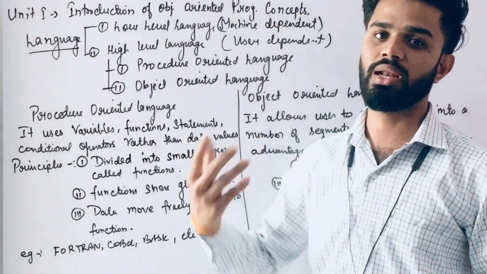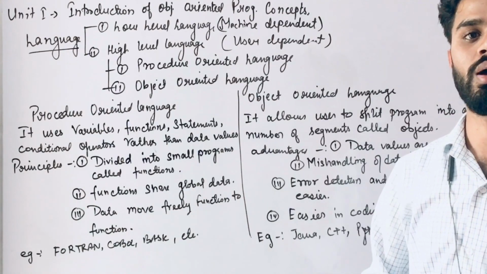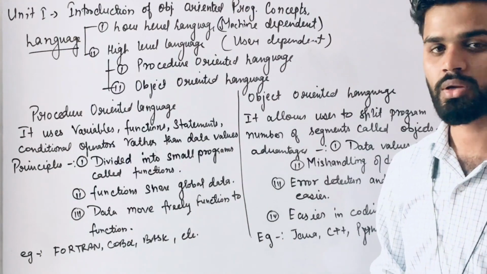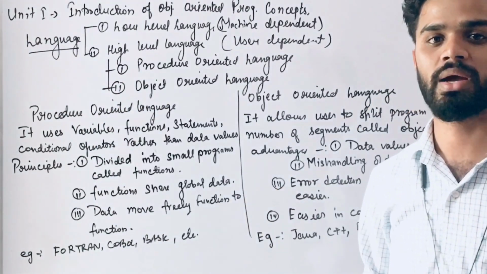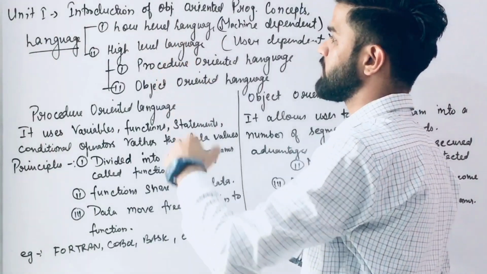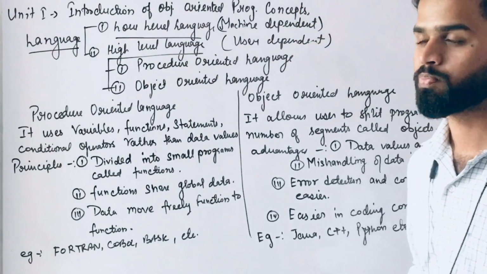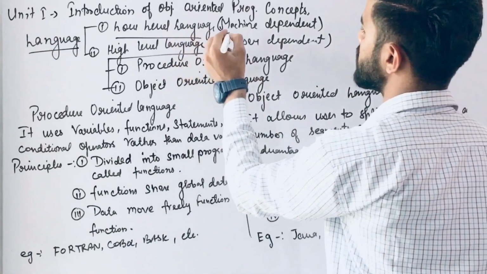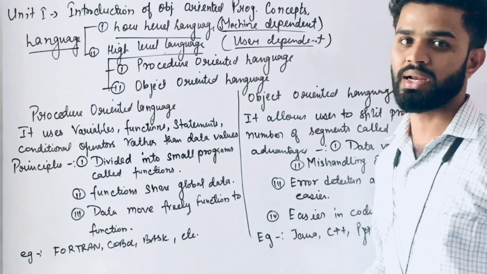If we want to complete our task, language plays a very important role in our daily routine life, as well as in computer life. If we want to complete any task on a computer, we need to understand a language which is easily understood by us as well as computers. So basically there are two types of languages. The first is low level language and the other is high level language. Low level language is machine dependent and high level language is user dependent.